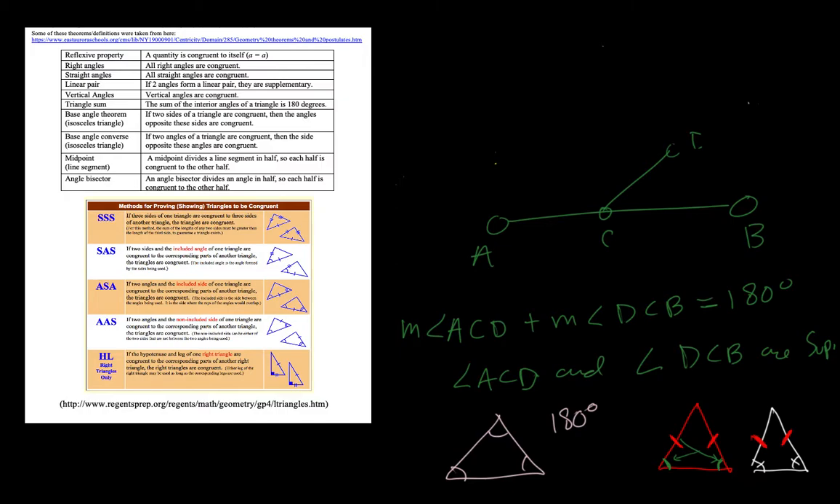Okay, so we have midpoint. It says a midpoint divides the line segment in half. So if we have A and B, then we place C, and C is a midpoint. What that means is that AC is congruent to CB.